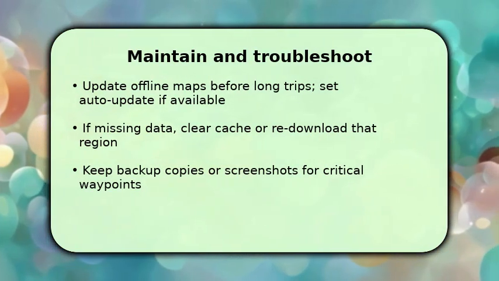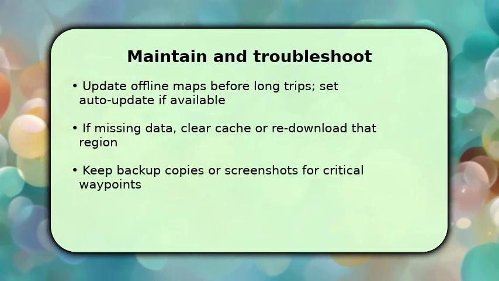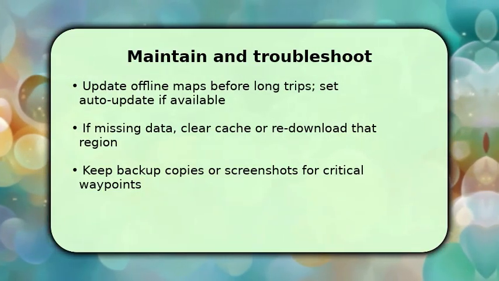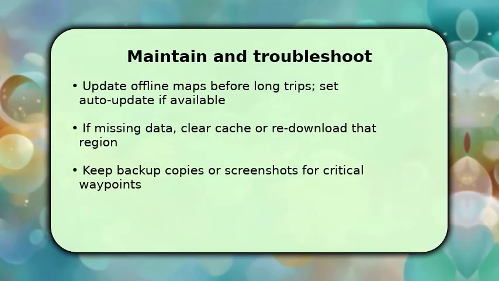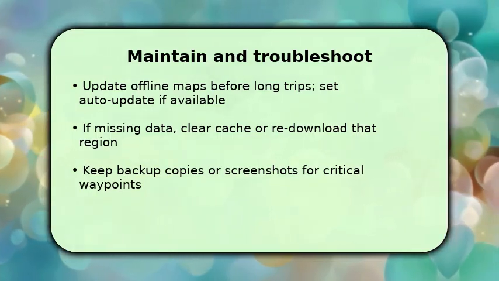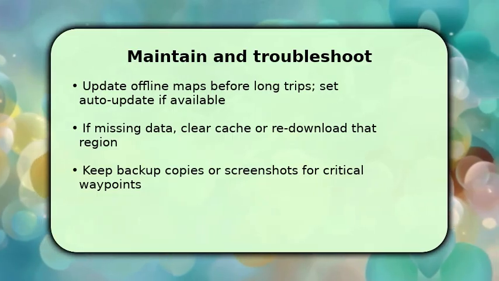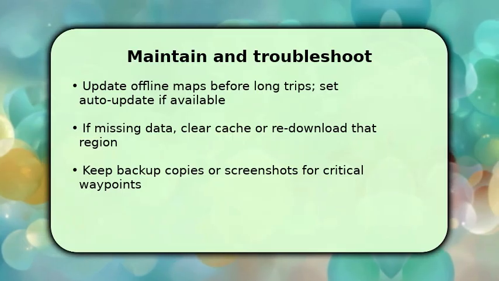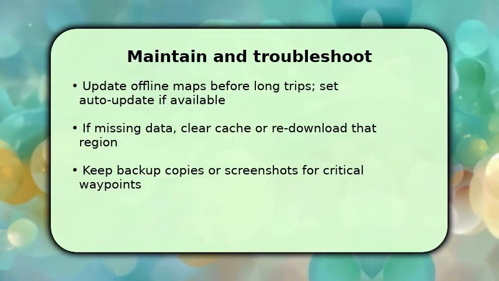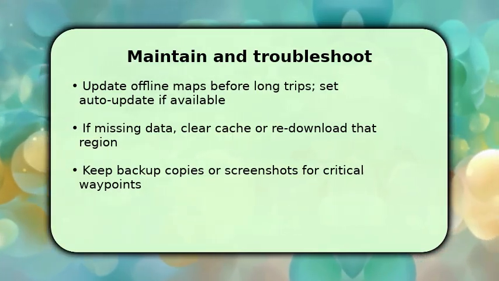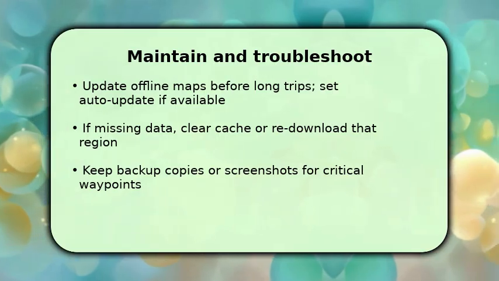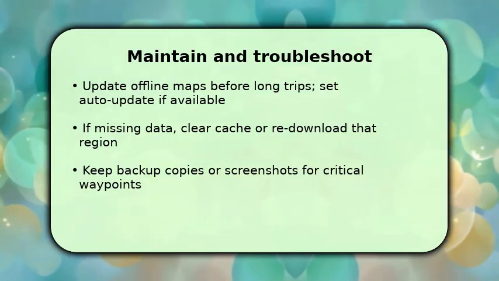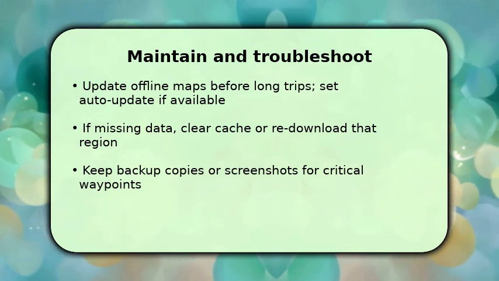Update offline areas before long trips and enable auto-updates on Wi-Fi so data stays current. If a region shows missing streets or incorrect routes, clear the app cache and re-download just that area. This often fixes corruption without wiping other maps. Make local backups of essential waypoints or take screenshots for immediate reference. If downloads repeatedly fail, check storage integrity or switch networks. Those steps usually resolve persistent errors and restore reliable offline navigation.